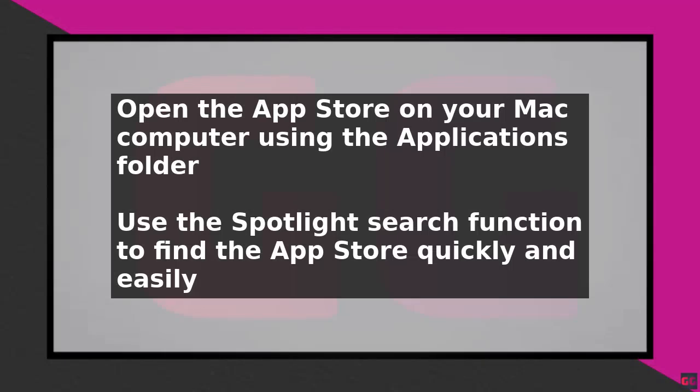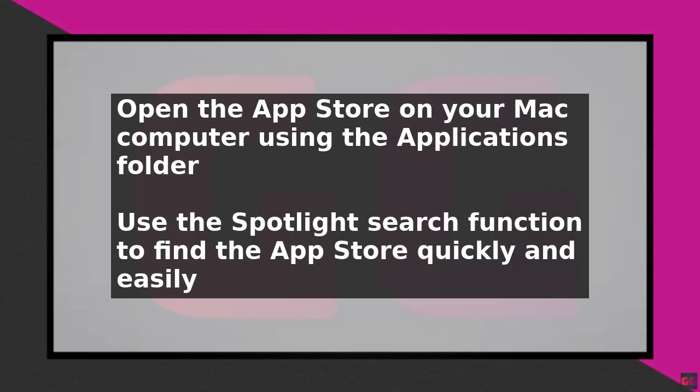To download Robinhood on Mac, start by opening the App Store on your computer. You can find the App Store in the Applications folder or by using the Spotlight search function. Once the App Store is open, click on the search bar at the top right corner of the window and type in Robinhood. Select the Robinhood app from the search results, which should be listed as Robinhood Invest Savings Crypto.